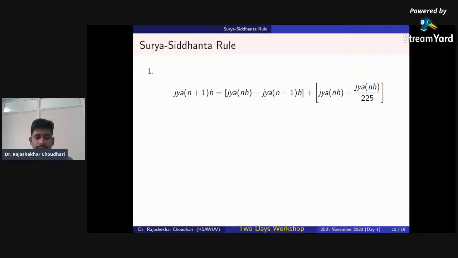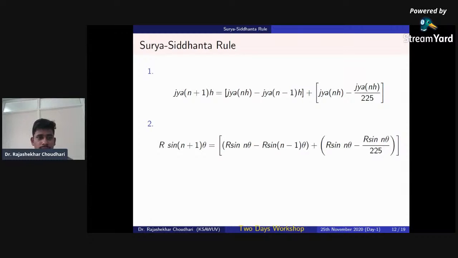As I said, the Indians used the length function, where the length h is also equivalent to the angle theta. If I replace h by theta, and we know that jya is the R sine function, then in place of jya I have R sine, and in place of h I have theta. That is R sine of (n plus 1) theta equals R sine of n theta minus R sine of (n minus 1) theta, plus R sine n theta minus R sine n theta divided by 225.